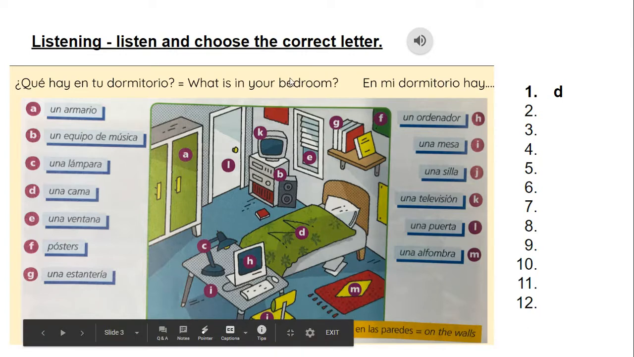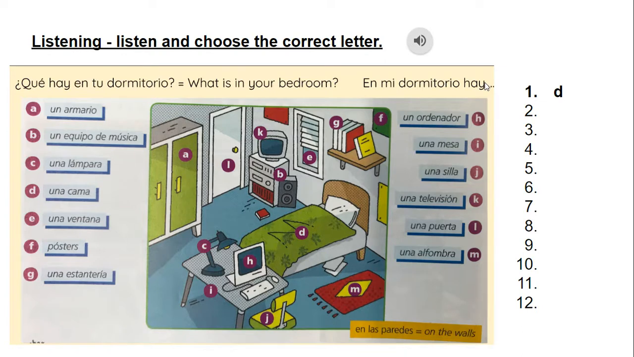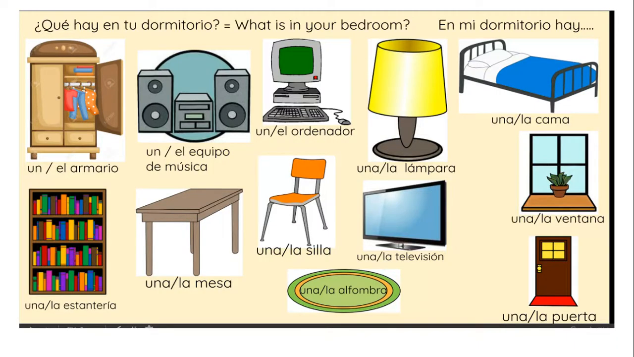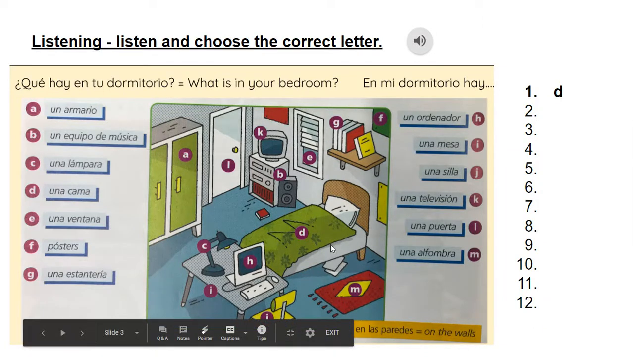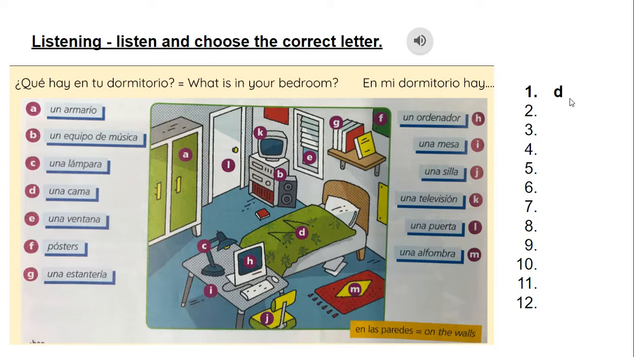Now, what the person speaking said was, "En mi dormitorio hay una cama." Now, if I can't remember what una cama is, I can go back to the previous slide and find una cama, and here it is right up here. So I know it means a bed, so I can come back over here, look at the picture, find the bed, that's letter D, una cama, so I've written D over here.